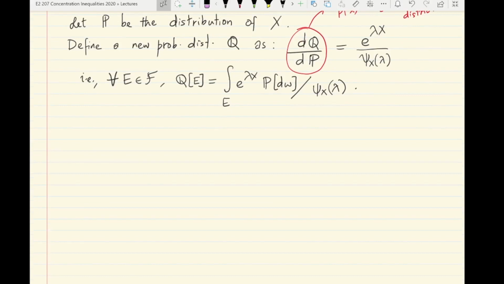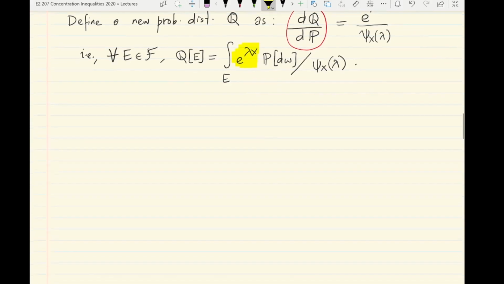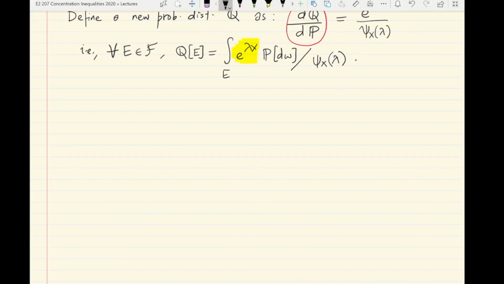Okay, it's also called an exponentially tilted measure, because what you're doing is basically multiplying the original P by e raised to lambda x. So you're weighting up the probabilities of values of x that are very high if lambda is positive, and down-weighting the corresponding probabilities when the values x of omega are low.